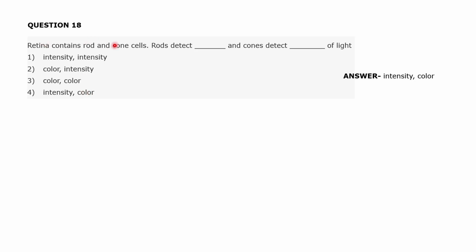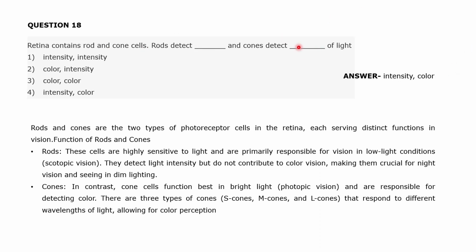Retina contains rods and cone cells. Rods dictate the intensity and cones dictate the color of the light. So basically the rods and cones are photoreceptors, right? Rods and cones are basically cell types. They contain proteins like rhodopsin, like conopsin, etc. So they are basically photoreceptor cells, right?